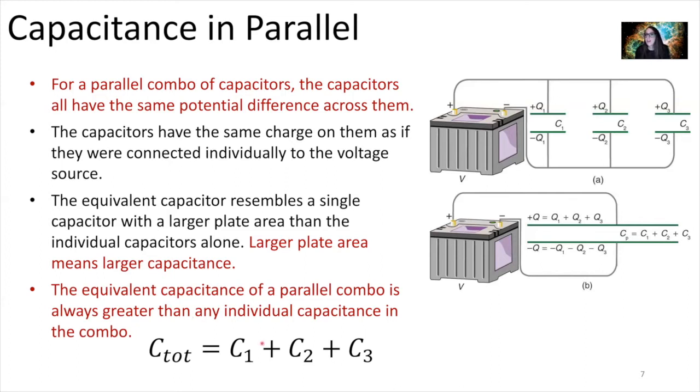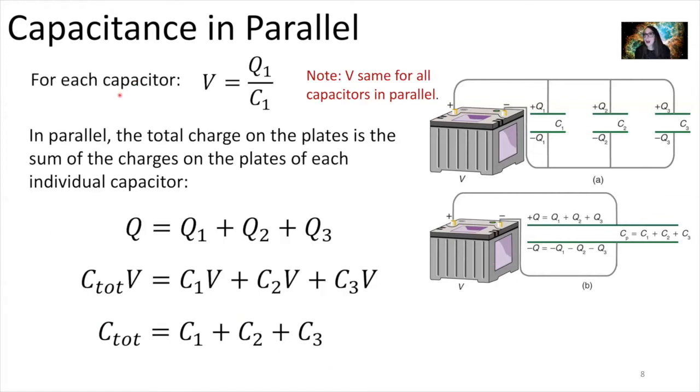And we can find the total capacitance of our equivalent capacitor that we could replace all these with just by adding up the sum of all the individual capacitances. For each capacitor, the potential difference across them is equal to the charge on its plates divided by the capacitance. And remember that for all of our capacitors in parallel, the potential across them is the same.